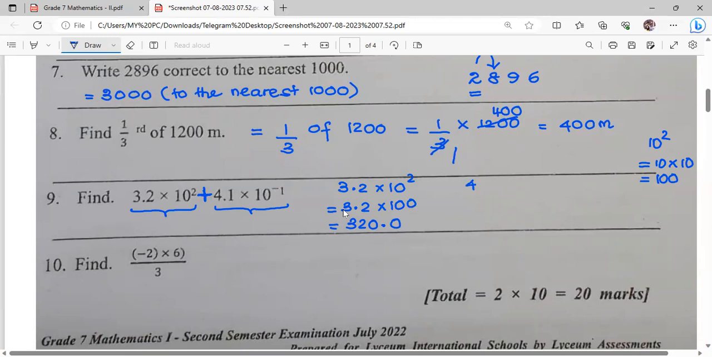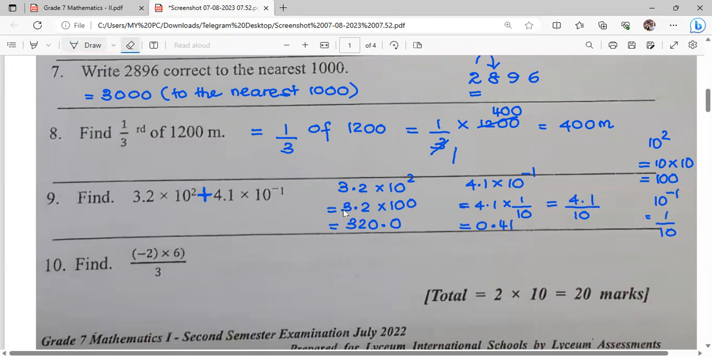Then I go to the next one. With the 4.1, I have multiplied by 10 to the power negative 1. So 10 to the power negative 1 means that you can write 1 over 10. So then I write this 4.1 multiplied by 1 over 10. So that means 4.1 divided by 10. So then the answer, it is 0.41.